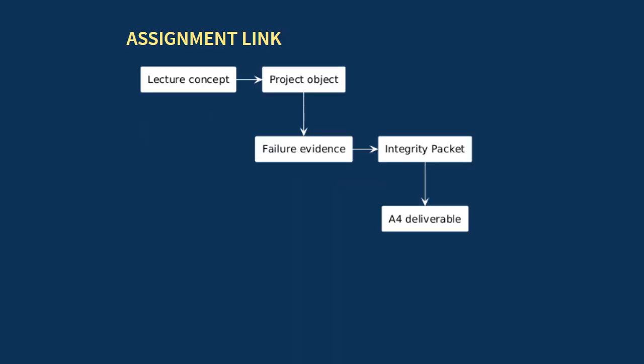This lecture connects directly to A4 and especially the final integrity packet. You need to show the object or workflow being protected, the failure evidence, the correction, and the remaining risk. In assessment, you should be able to point to the invariant, the pressure scenario, the recovery path, and the trade-off. So the final deliverable is less about claiming the project works and more about defending why it stays trustworthy under stress. Exactly. That is the standard for a mature design argument.